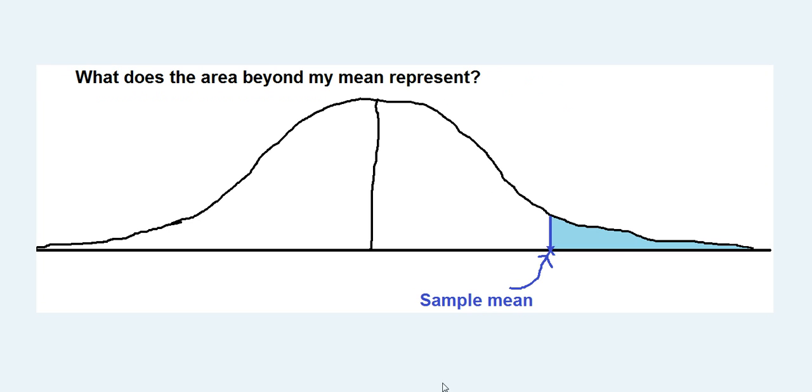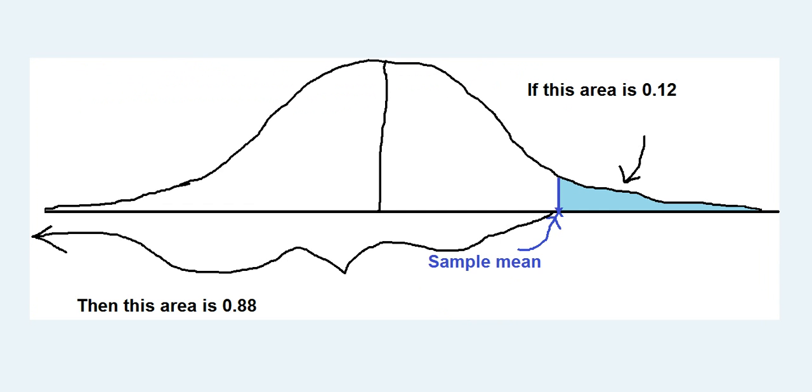What does this area in blue represent? For argument's sake, let's say that this area is 0.12. That means the area to the left of it is 0.88. What happens if the sample you take has a mean that's further away from the assumed population mean? What happens if the sample you take is more on the fringe of my bell curve?